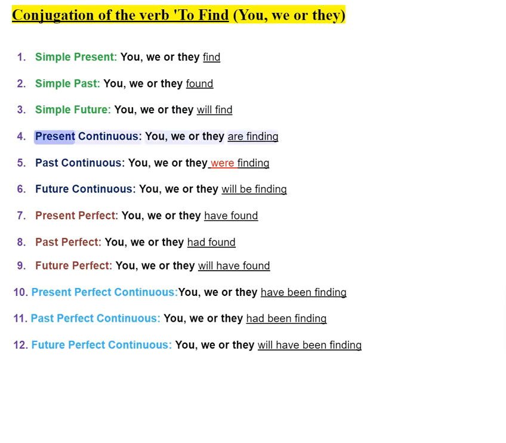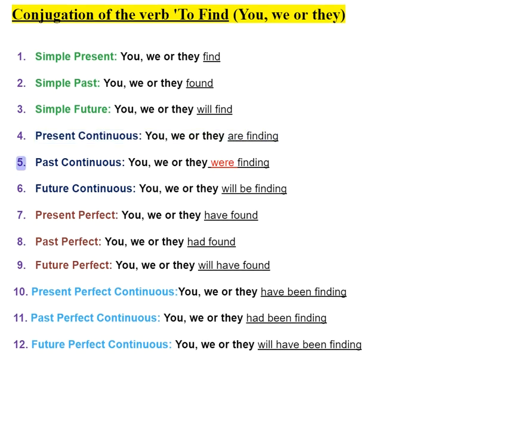4. Present continuous. You, we or they are finding. 5. Past continuous. You, we or they were finding. 6. Future continuous. You, we or they will be finding. 7. Present perfect. You, we or they have found.